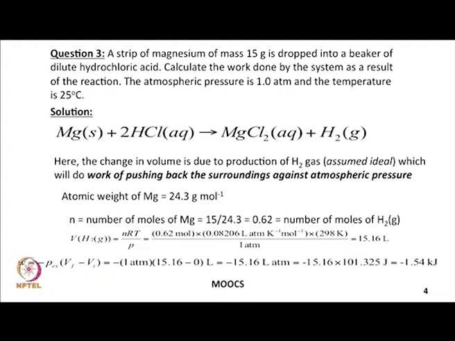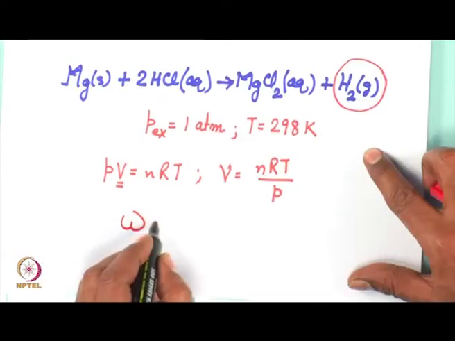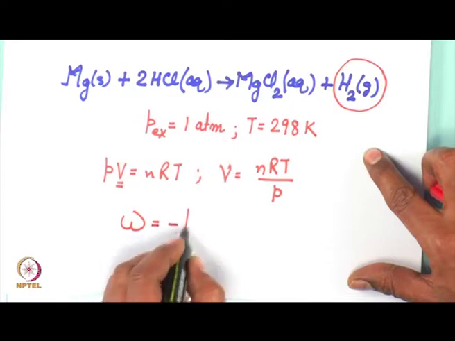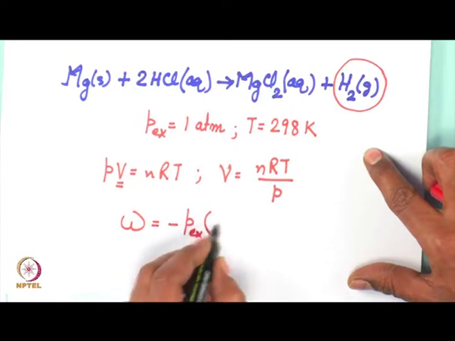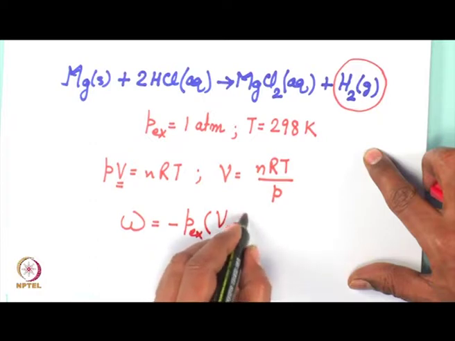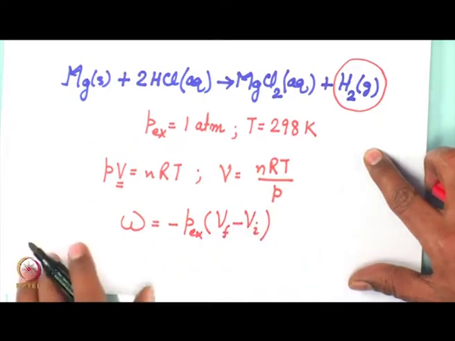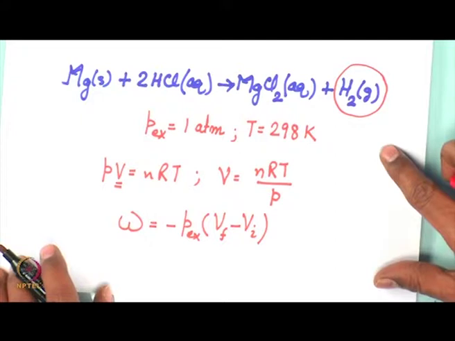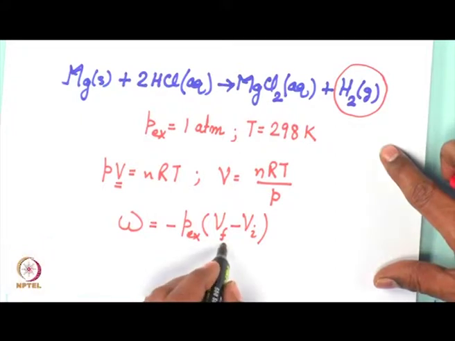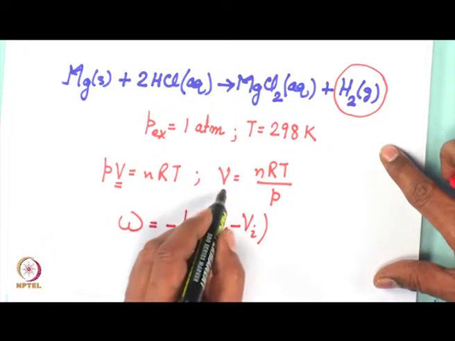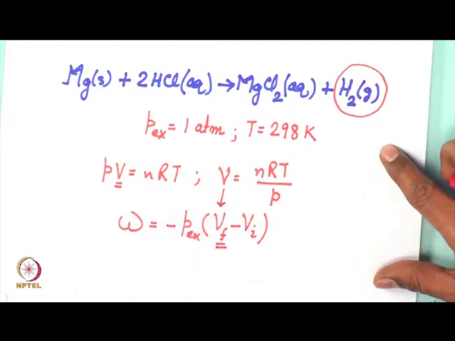Now, how do you calculate the work? As usual, the work in an irreversible process is minus P external into Vf minus Vi. This is Vf because this volume is due to the hydrogen gas produced, and initially the gas was not there. Therefore, Vi, I have to set to 0.